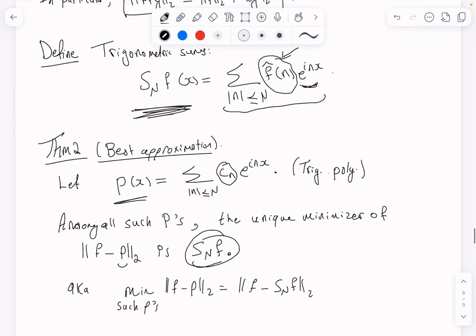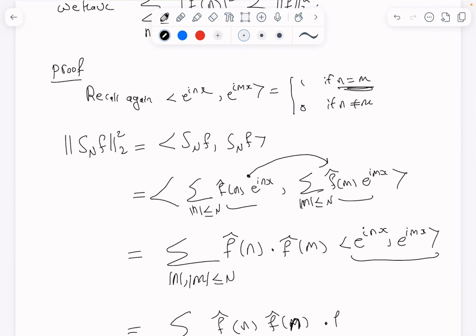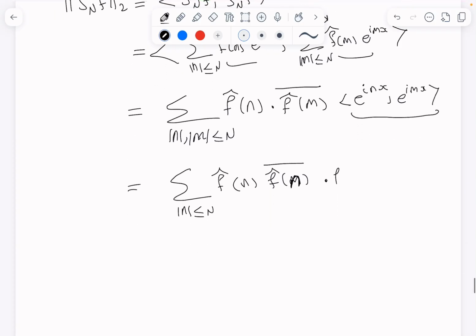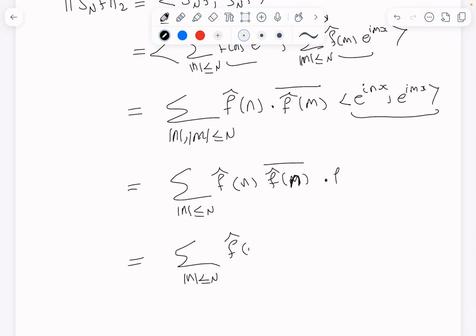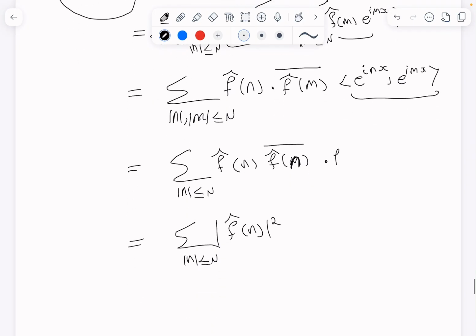So complex conjugate. Let's just account for that since we're working in full generality. So there's a complex conjugate here, and thus this becomes complex conjugated, which means this is the sum of n less than or equal to n of |f hat of n| squared, which means we just showed that this thing equals this thing. So let me write it here: this is the SNF norm squared equals this. So this is the first observation.